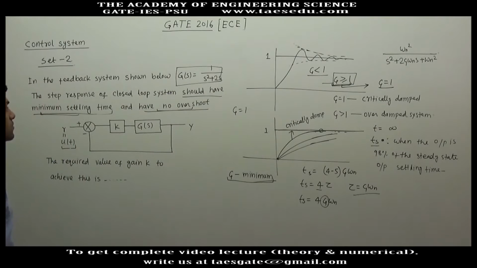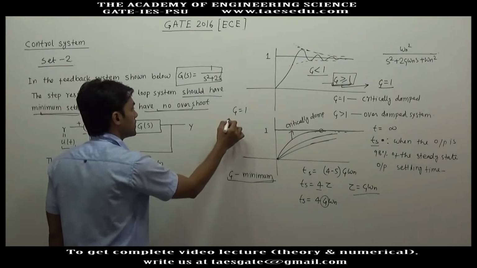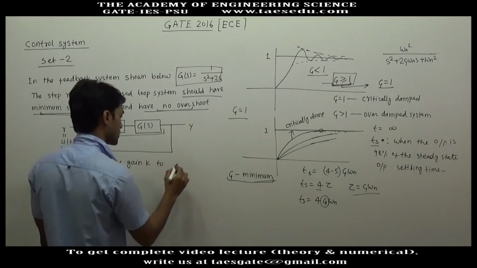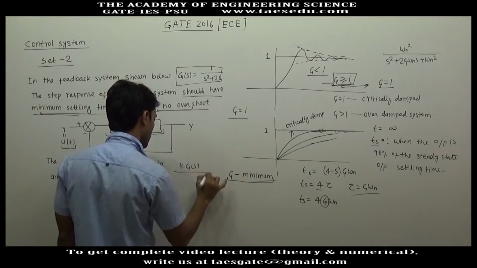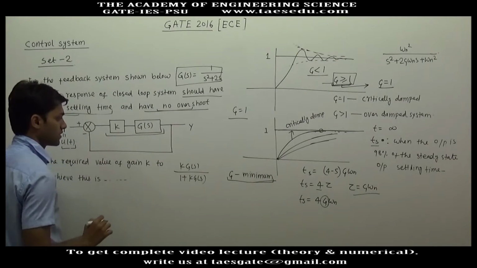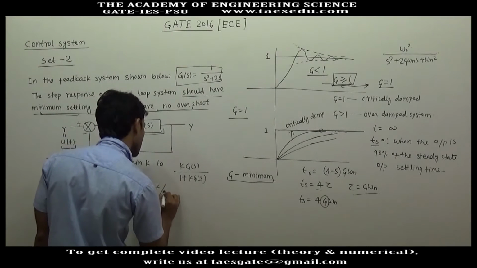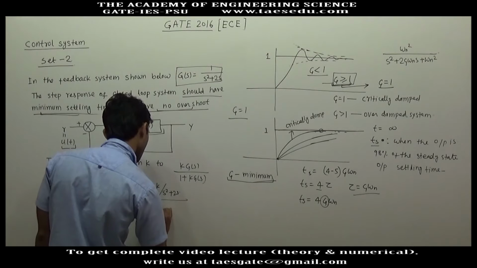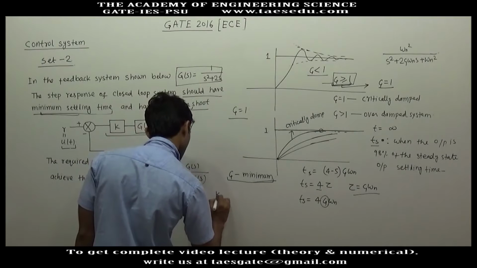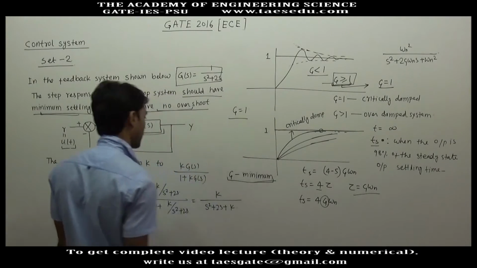So satisfying this condition, the minimum value of zeta will be 1. Now we have the value of zeta, we have to find the closed loop transfer function. So what will be the closed loop transfer function? KG(s) divided by 1 plus KG(s), as this is a unity negative feedback system. So K divided by s square plus 2s, divided by 1 plus K divided by s square plus 2s. This will give you K divided by s square plus 2s plus K.